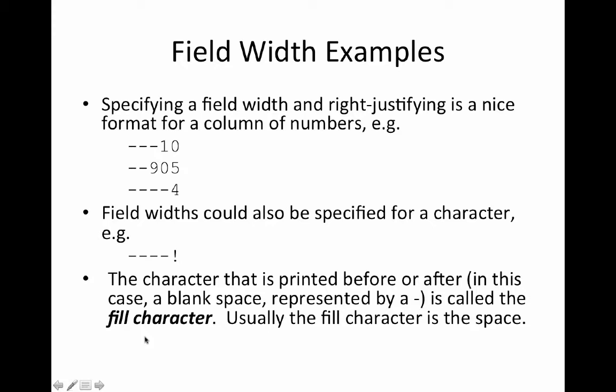So if you specify a field width and right justified, that's a nice way of printing a column of numbers. So here again, right justifying, we get each of the numbers printed out in a column format. The field width can be used for numbers, but it can also be used for characters. So for example, if I say I want to print the exclamation point in a field width of 5, then I would have 4 leading blanks before the exclamation point.